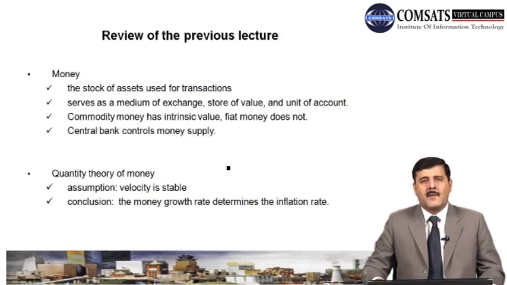We tried to develop the one-to-one relationship between inflation and the growth rate of money supply with the help of the QTM, the quantity theory of money, which was given by Milton Friedman. He said that inflation is caused by growth in money supply. Whenever there is an increase in money supply, the price level in the country will go up. Whenever money supply goes down, prices will go down also. We developed an equation known as the QTM identity, which is MV = PY. That is the quantity theory of money equation.